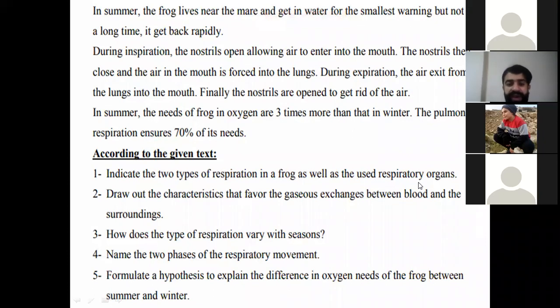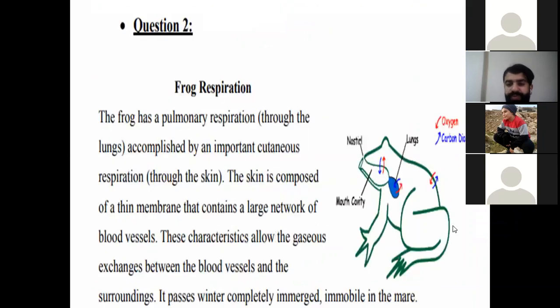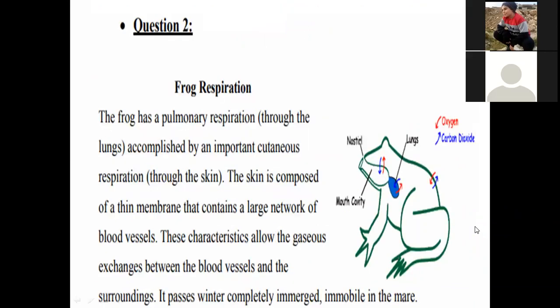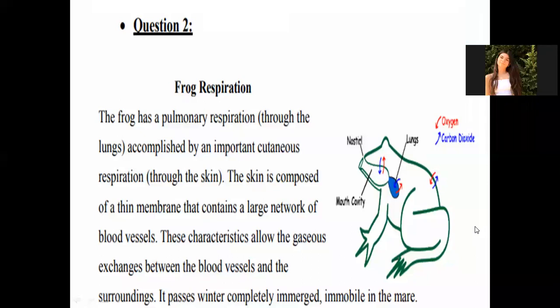So here, what are the 2 types of respiration mentioned here? I need new hands. I need Fatima. How many types of respiration do we have? Fatima, do you hear me? Maybe she can't hear me. Let's move to Larissa. Larissa, good morning.